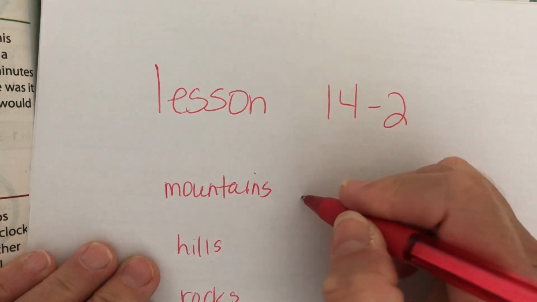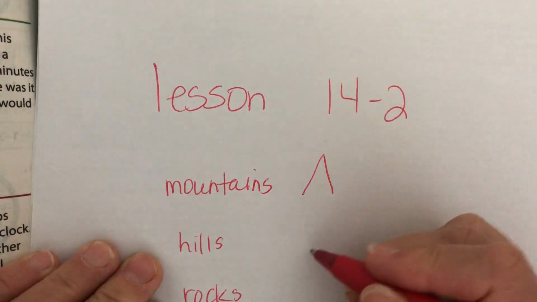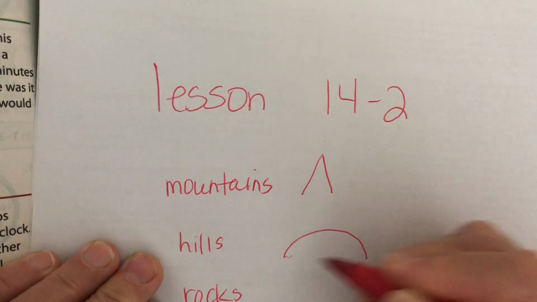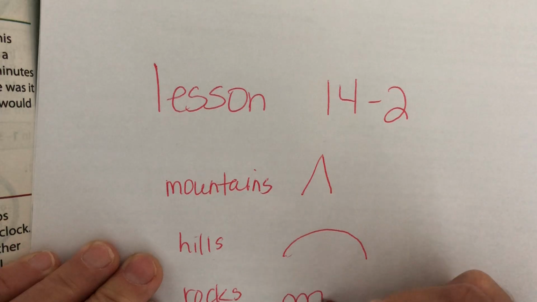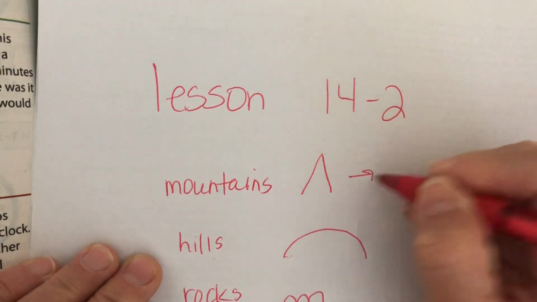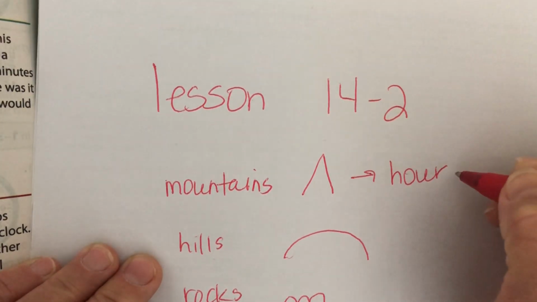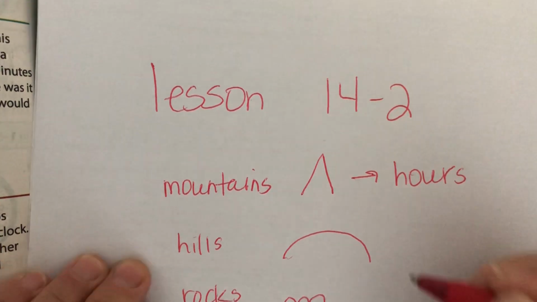Okay, so mountains look like this, and of course they're the biggest. Hills look like that, and of course they're very big. And then rocks are little ones like that. Little rocks. So mountains we use for when hours have gone by.